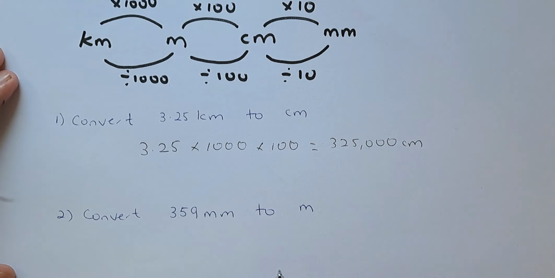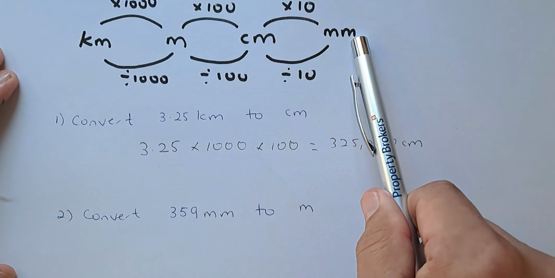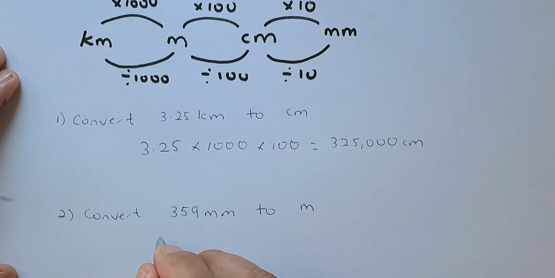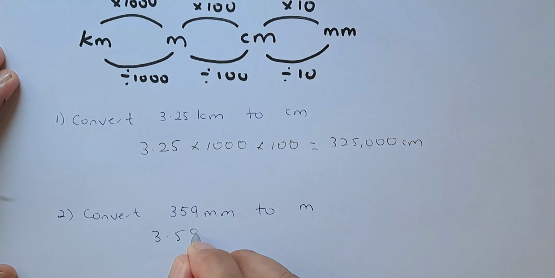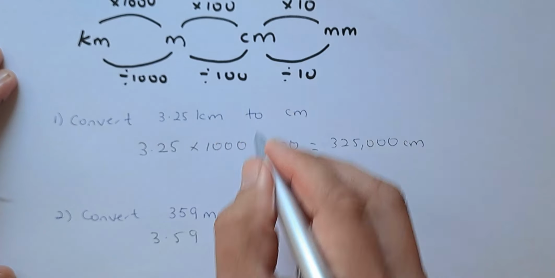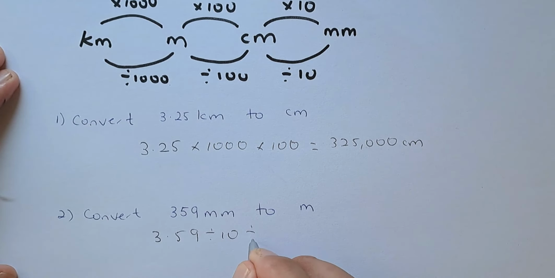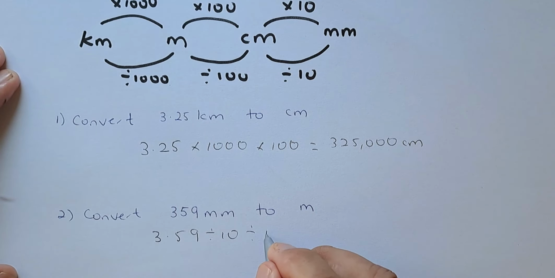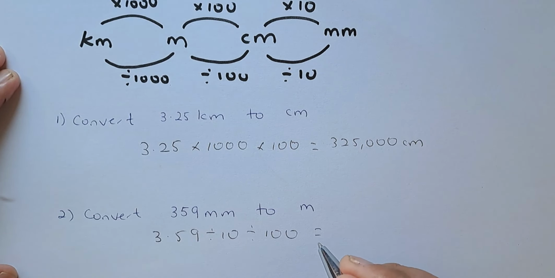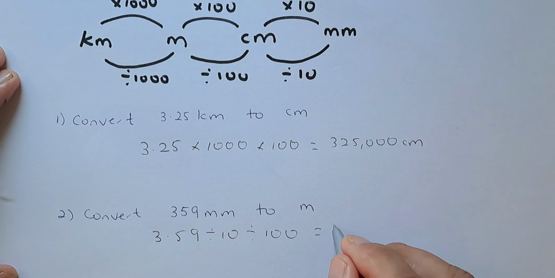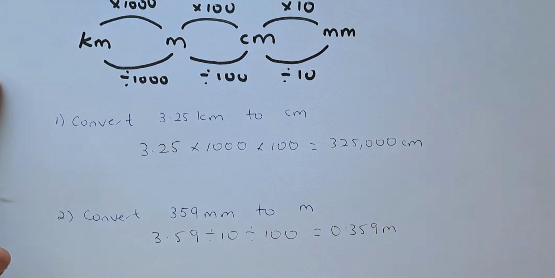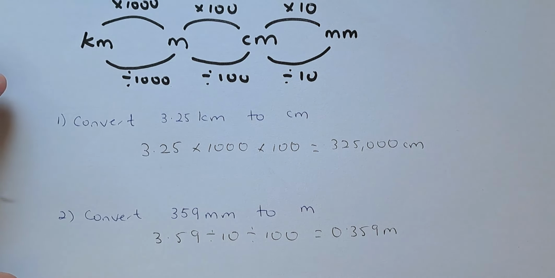You have to convert 359 millimeters. You are here and you want to convert to meters. So you take 359, divide by 10, and then from centimeter, divide by another 100. You put it in your calculator, and the answer is 0.359 meters. That is how you convert kilometers to centimeters and millimeters to meters.